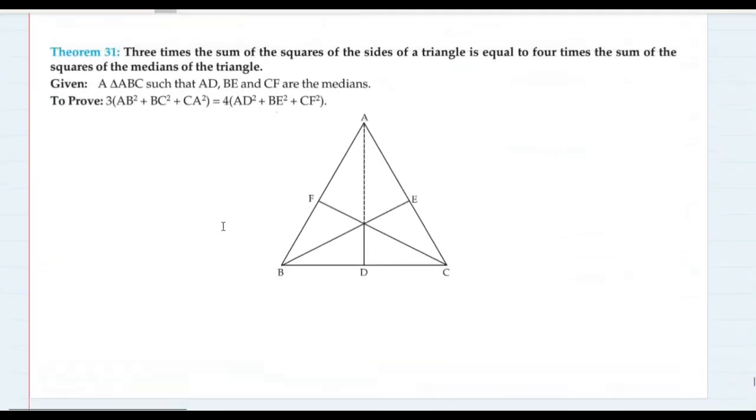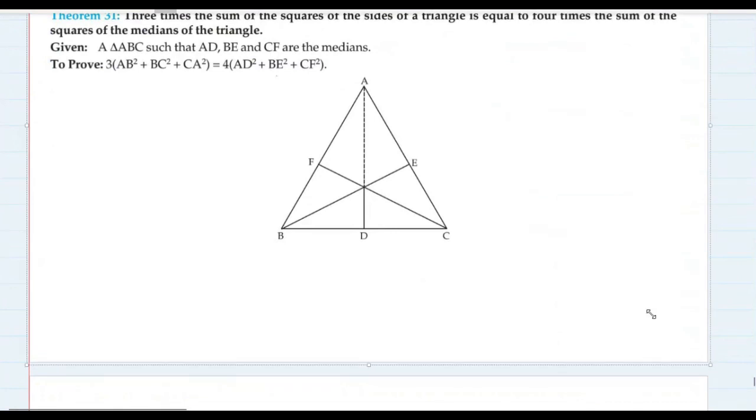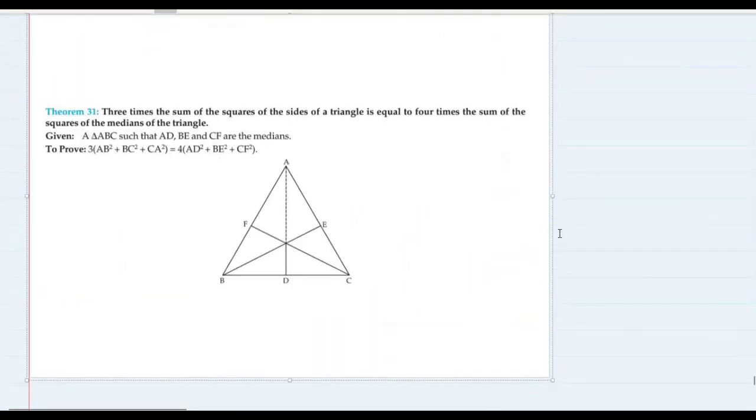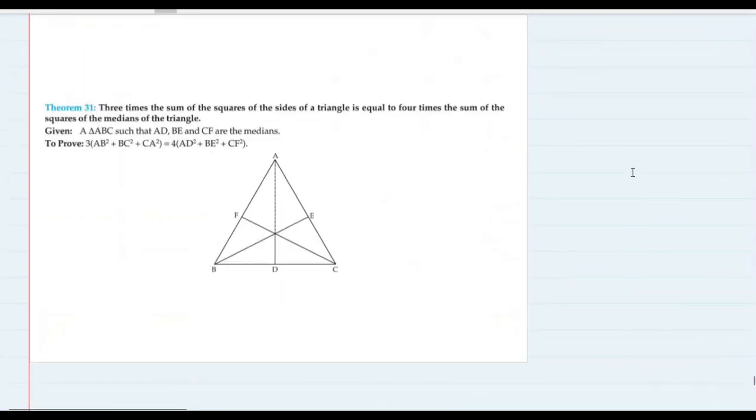Okay, let's go to the last theorem, which is this one. Three times the sum of the squares of the sides of a triangle is equal to 4 times the sum of the squares of the medians of the triangle. In this figure we have triangle ABC, in which AD, BE and CF are the medians. You have to prove that 3 times the sum of the squares of the sides is equal to 4 times the sum of the squares of the medians.